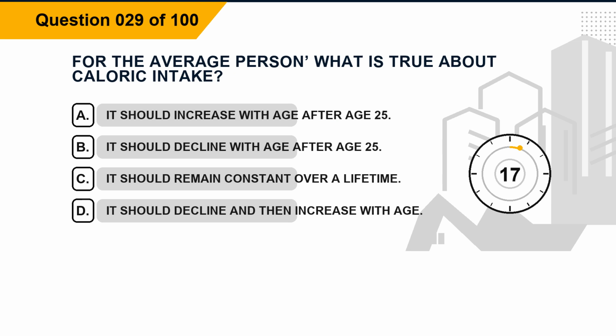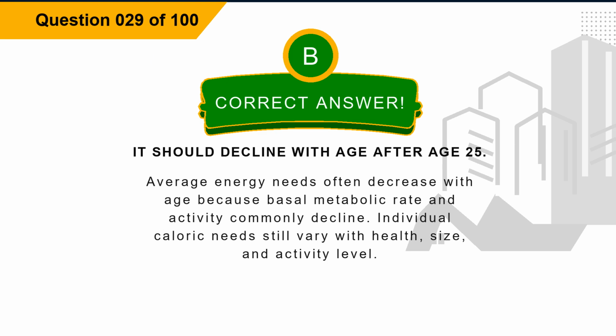Question 29. For the average person, what is true about caloric intake? Option A, it should increase with age after age 25. Option B, it should decline with age after age 25. Option C, it should remain constant over a lifetime. Option D, it should decline and then increase with age. The correct answer is option B, it should decline with age after age 25.